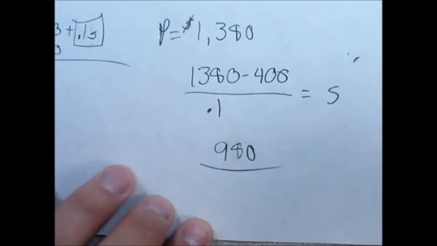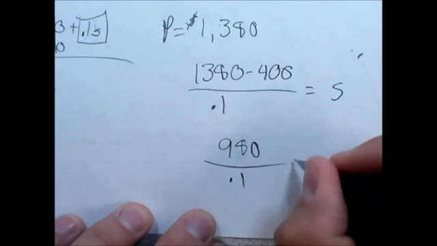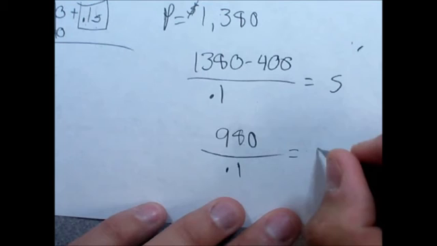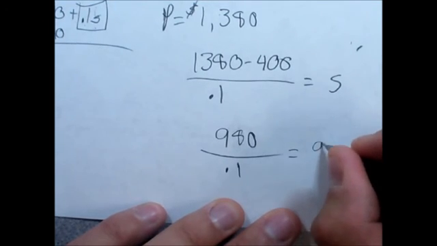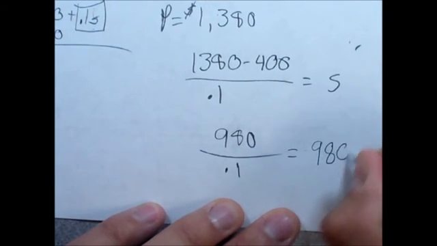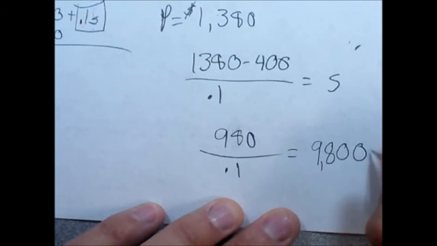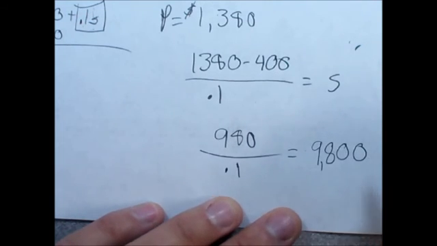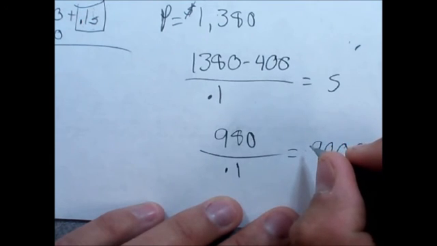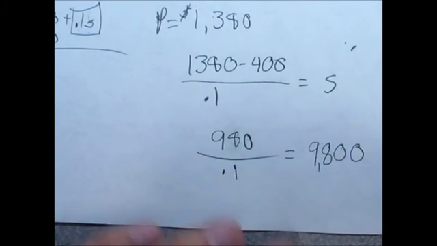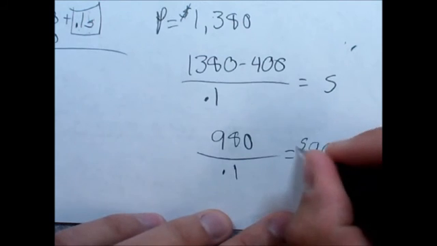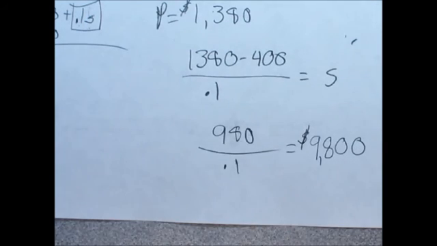One mistake. Divide by 0.1. What do you get? 9,800. Since S stands for sales, sales are in what? Dollars, thank you. Sales are in dollars. So she sold almost 10 grand worth of stuff, and her pay was $1,380. It's a pretty good commission rate.